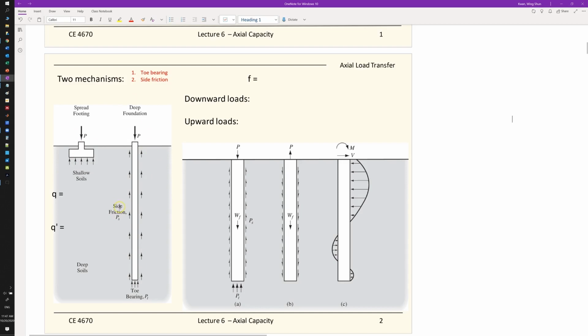You can tell it makes up two parts. We have the same amount of loading applied on the foundations. There are two sources of support to resist the loading. The first is the toe bearing here. The second is the side friction. We'll talk about side friction more, but first, this is the toe bearing that we have.